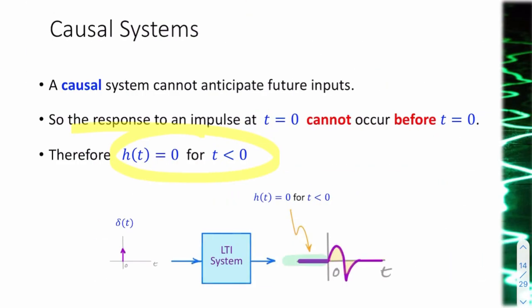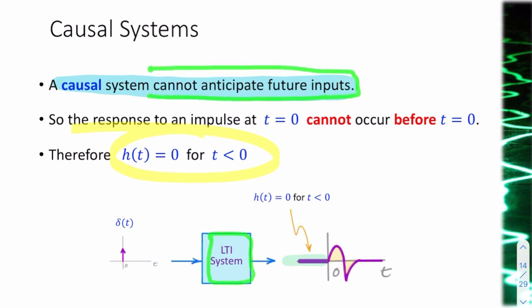Now remember last week we spoke about something called a causal system. We said a causal system cannot anticipate a future input. So think about what implication that has on the impulse response of an LTI system. Say there was an impulse applied at t equals 0. If the system cannot anticipate future inputs, that means that the earliest the system can respond is t equals 0.